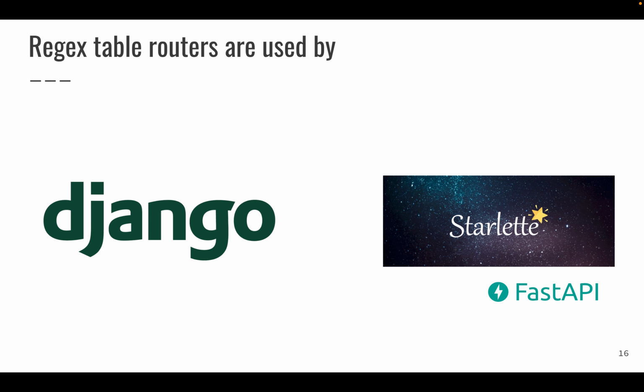So that's a regex table router, and they really are popular. I think they're the most intuitive router to build, and I suspect most frameworks start off with it. And certainly in the Python space, 2 of the big frameworks I know about, Django and FastAPI, or Starlette really, because FastAPI uses Starlette's router, use regex table routers. So very popular, very stable, and very useful, I think it's fair to say.